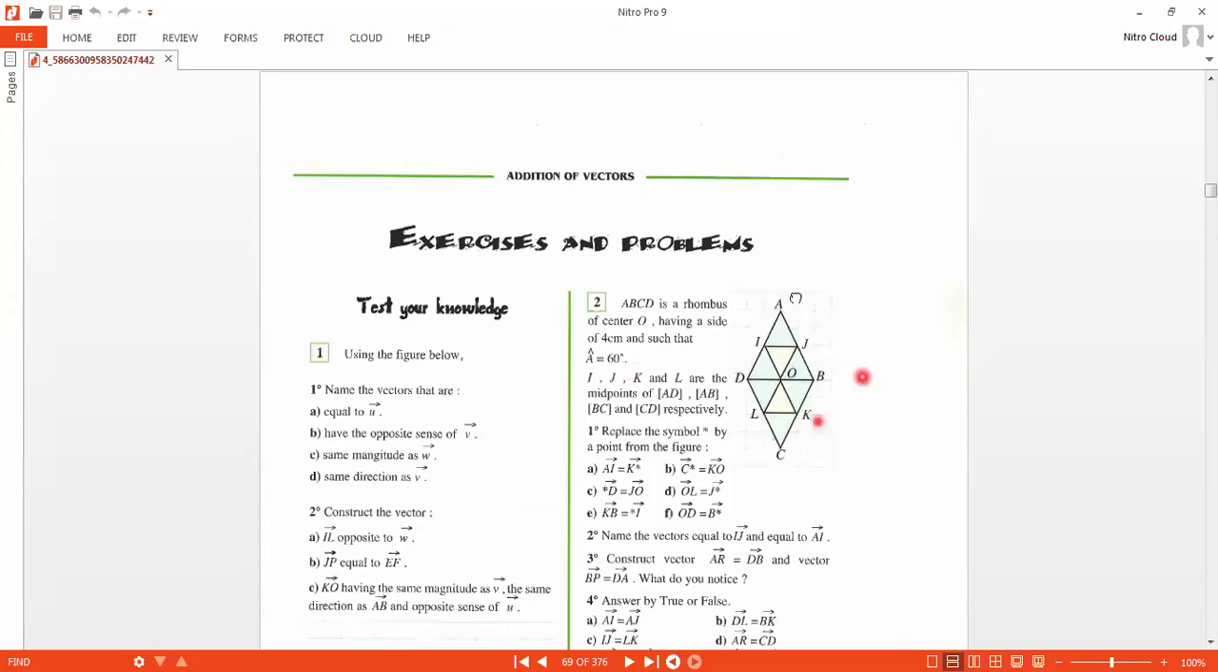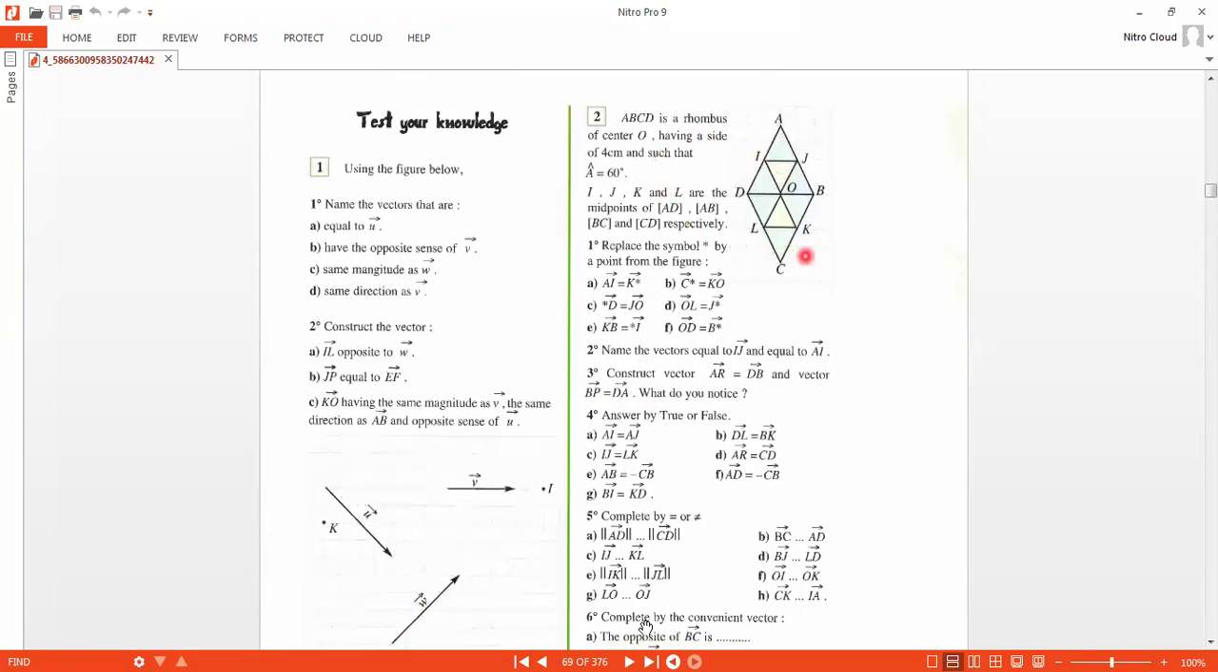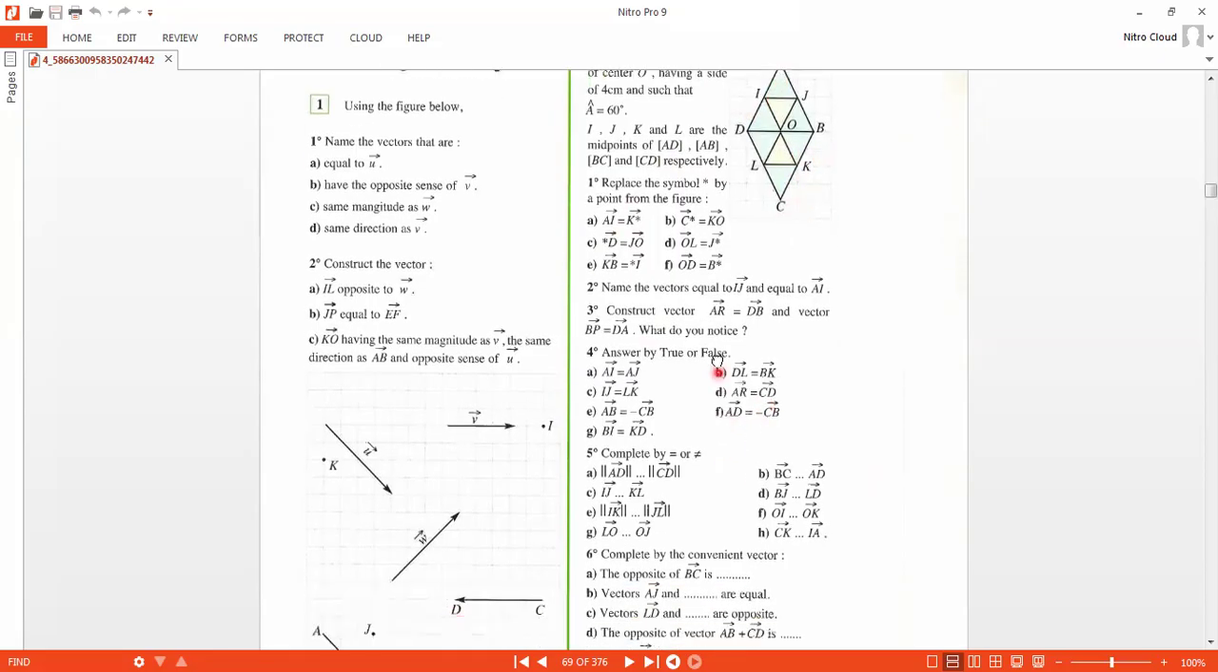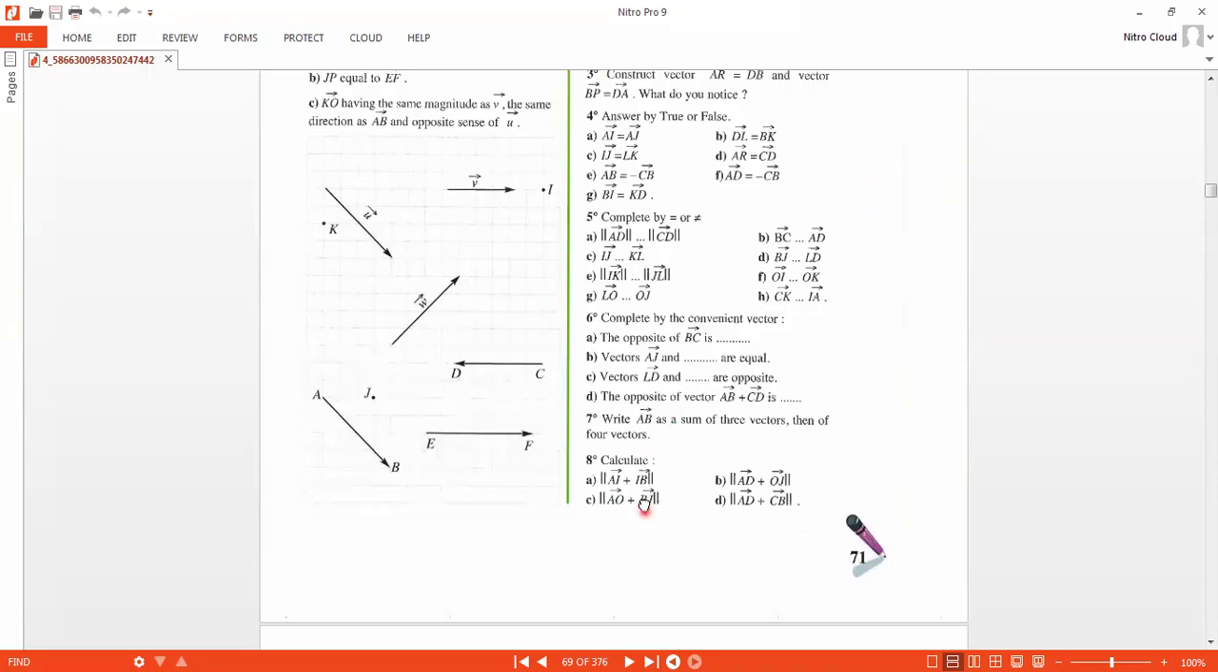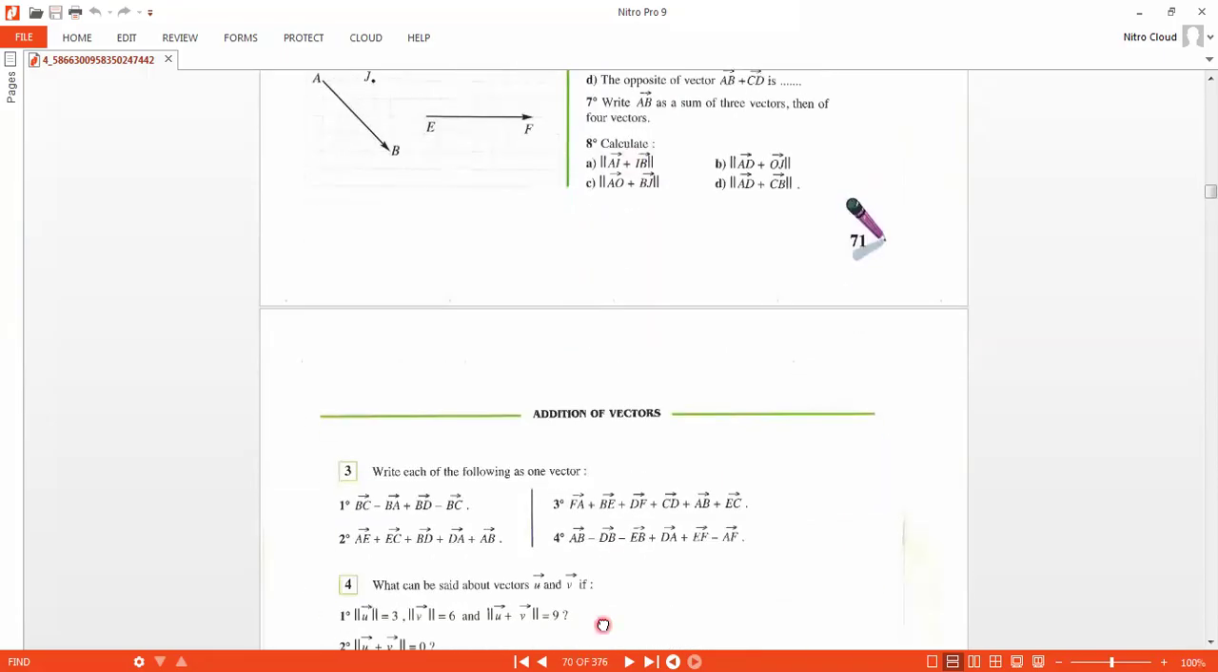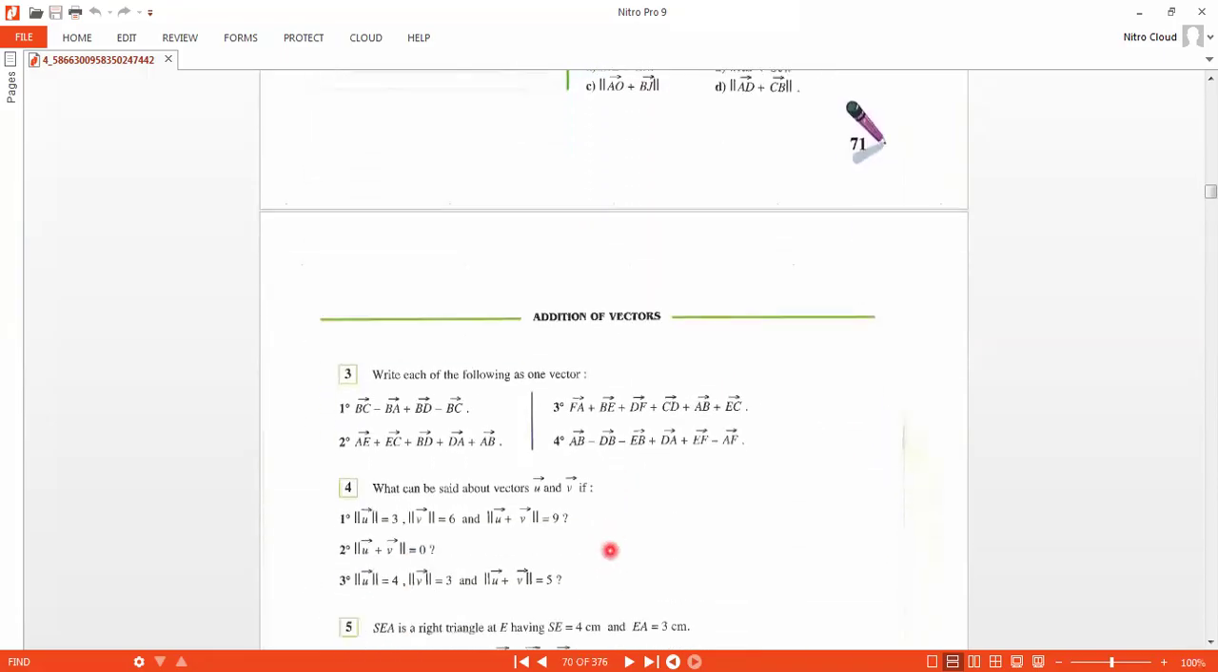We solved exercise 2. This is exercise 2 that makes everything clear about the vectors. Like, for example, they are asking you a vector AI equals what? K what? It's KC. So this exercise is very important to practice the equal vectors and the opposite vectors. We also solved number 3, which is also very important because in this exercise, you learned how to cross out the vectors. The first step that you have to do is to change the minus into plus.